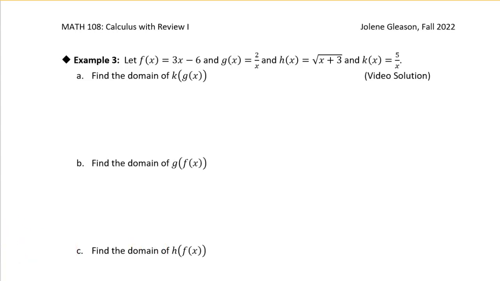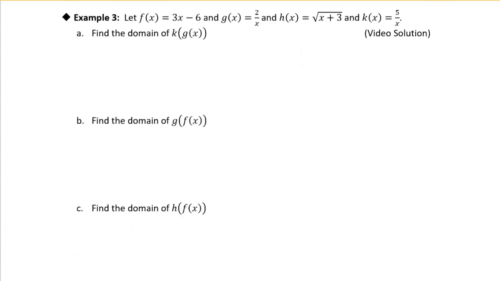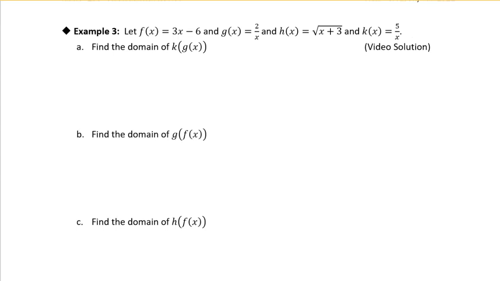So let's take a look at this next example, and we're going to look at the domain of these compositions. All right, let's start with this first one. We've got a bunch of different functions defined. f of x is 3x minus 6. g of x is 2 over x. h of x is the square root of x plus 3. And k of x is 5 over x.